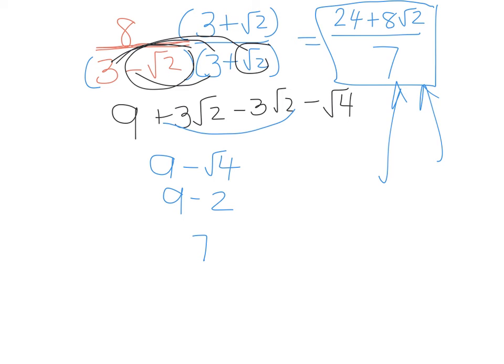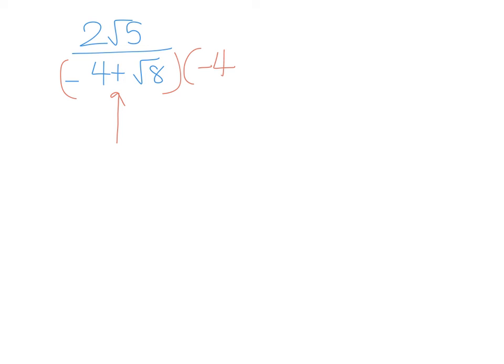Okay, I'm going to do one that's slightly harder. We're going to do 2 rad 5 over negative 4 plus rad 8. So think about what the conjugate is. All we do is change the sign in the middle of the two of them. The other signs remain the same. So the conjugate is negative 4 minus rad 8. So that means on the top, we're multiplying by negative 4 minus rad 8. Oops, same as the bottom.